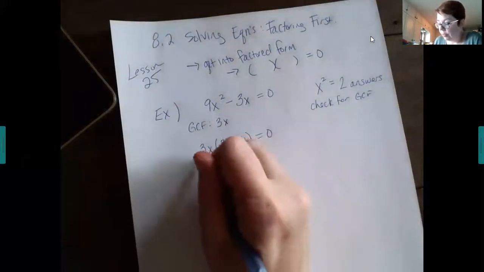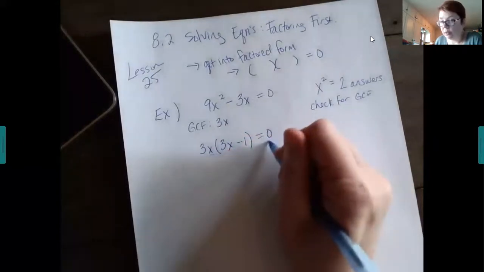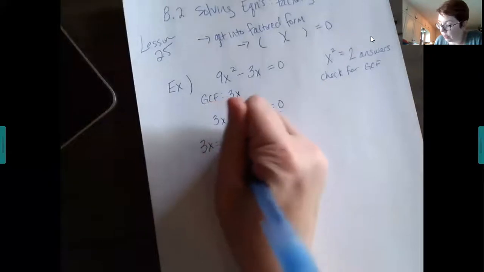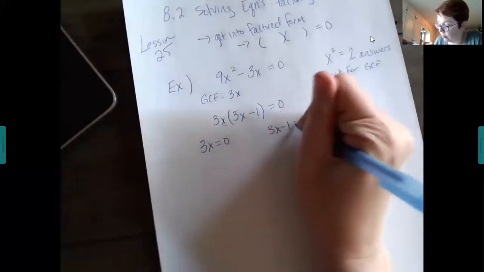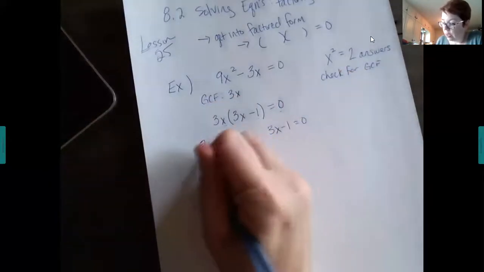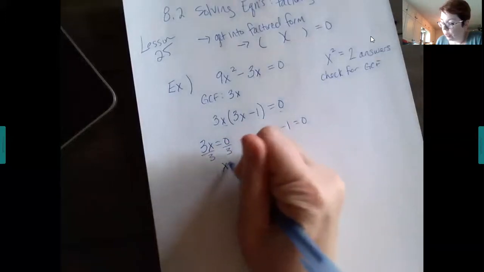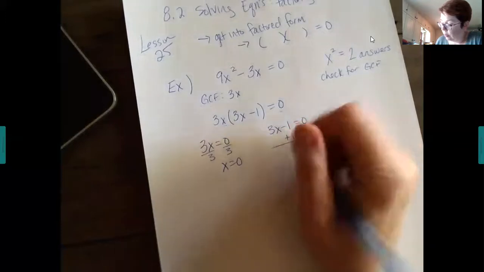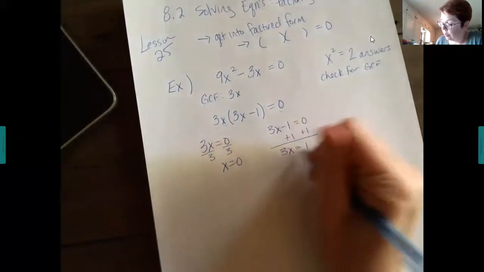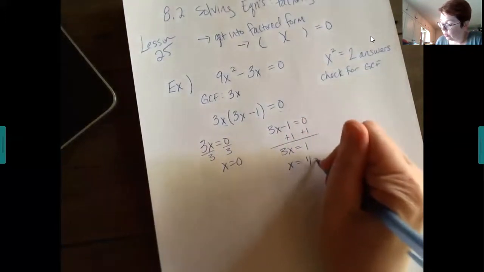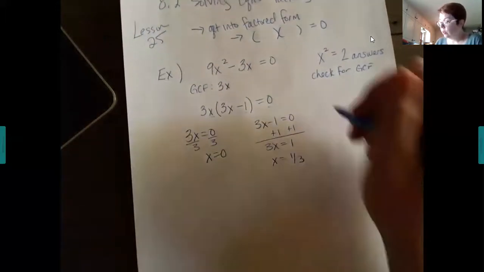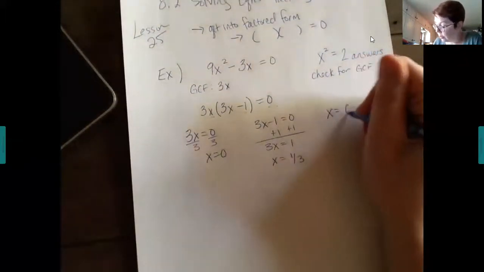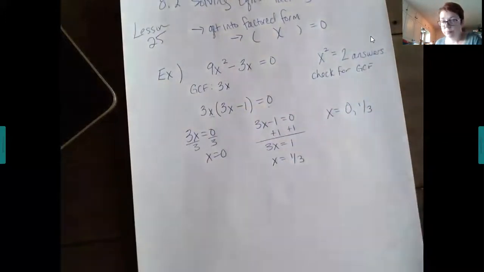So now we have something times something equals 0. So we set up our two somethings and solve. So again, this one will be 0. When we add 1, we get 3x equals 1. Divide by 3, x equals 1/3. So we're going to have two answers here. We're going to have 0 and 1/3.